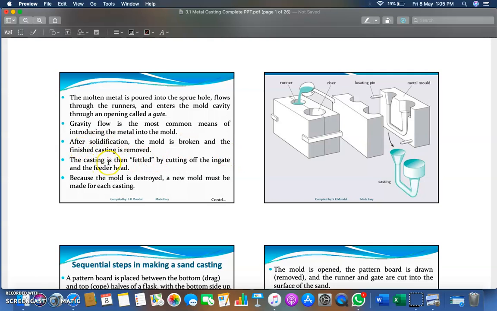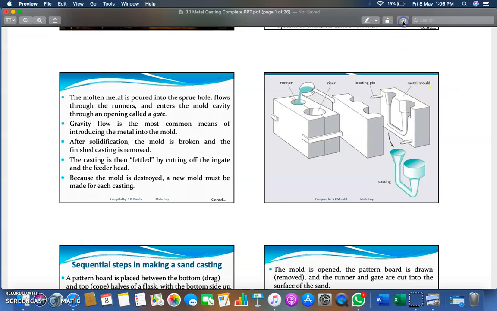Okay, the casting is then fettled. Fettled means you are giving some vibrations to the casting to remove the sand, or cutting off the ingate and feeder head. Because the mold is destroyed, a new mold must be made for each casting. It means for each casting you have to prepare separate molds like these gray color molds. These should be prepared component wise, which means every component will have its own mold parts.